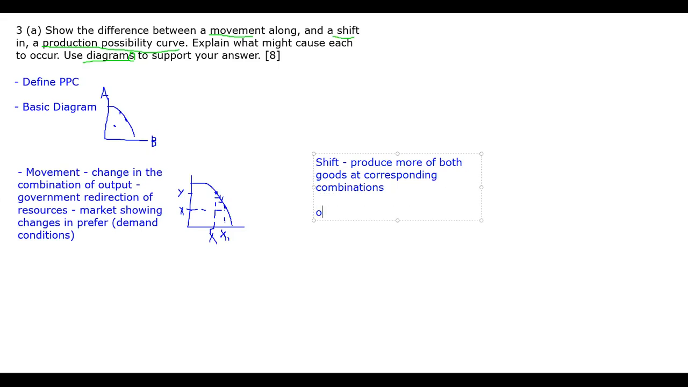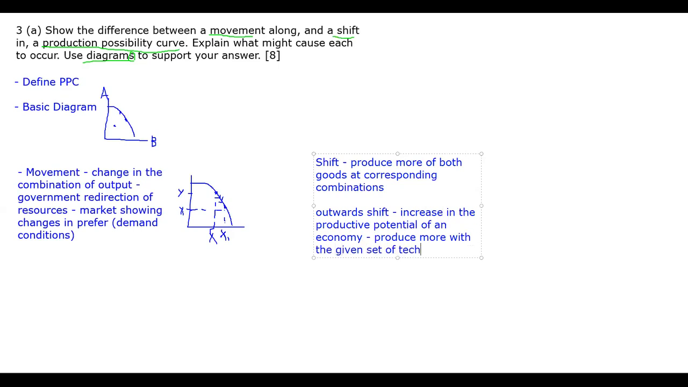You might want to talk about how an outward shift needs an increase in the productive potential of an economy, which means it can produce more with the given set of technology, etc. It can produce more, and an inward shift.